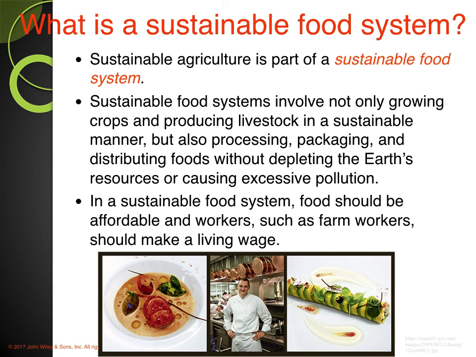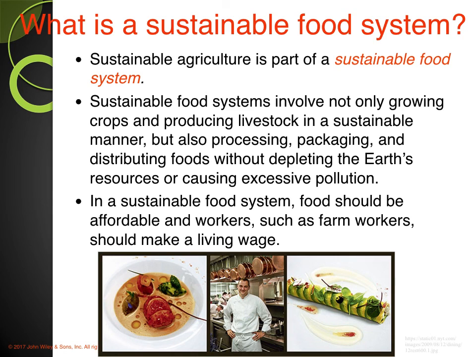It incorporates that. Sustainable food systems involve not only growing crops and producing livestock in a sustainable manner, but also processing, packaging, and distributing foods without depleting the earth's resources or causing excessive pollution. This is a hot topic. I've been teaching this class for 2 years, and now more than ever with the climate crisis, and previously a couple of years ago, the Paris Accord, the Green New Deal, and all these things, now is even more important for us to be thinking about moving forward.